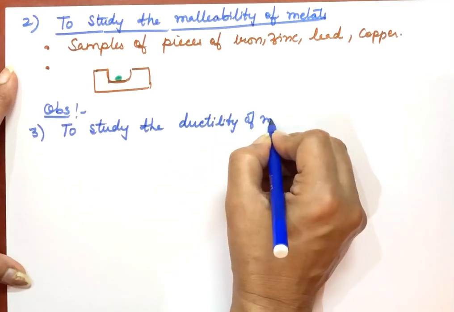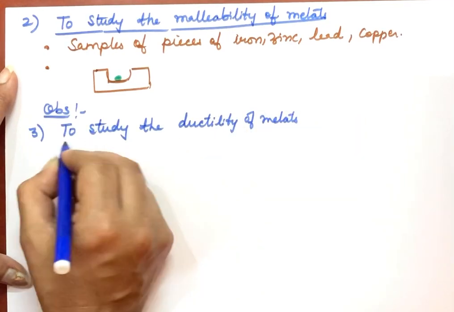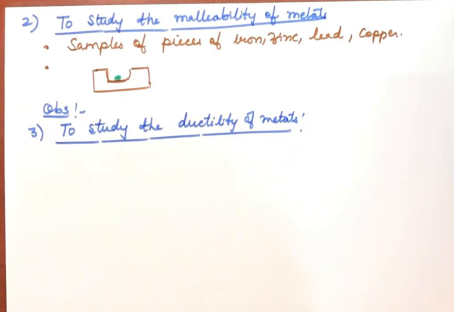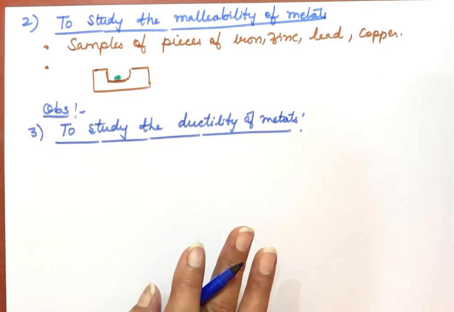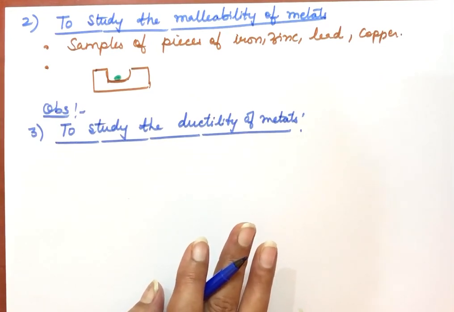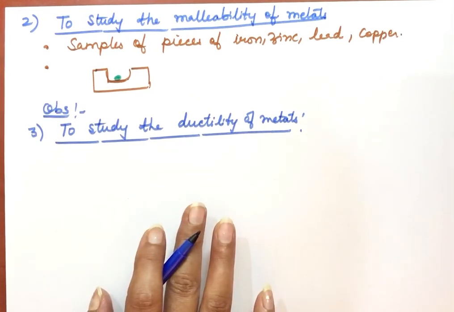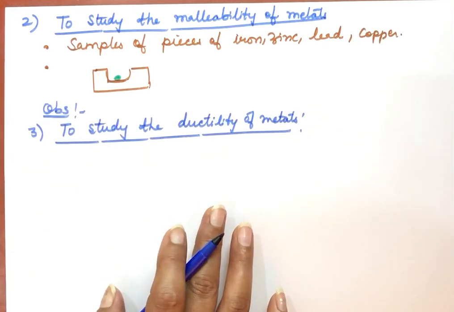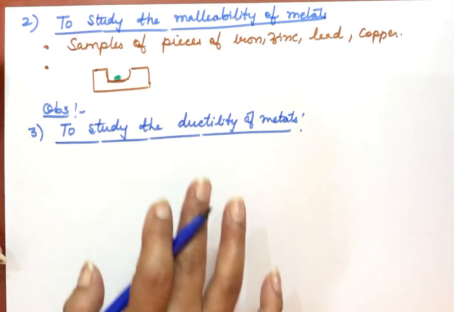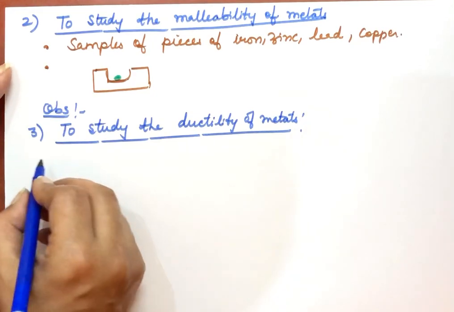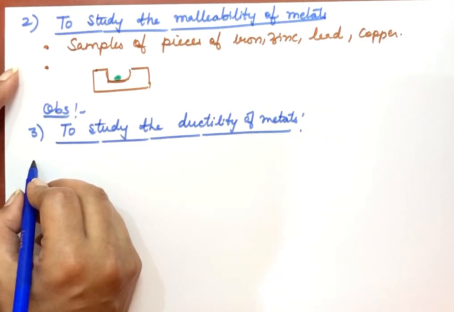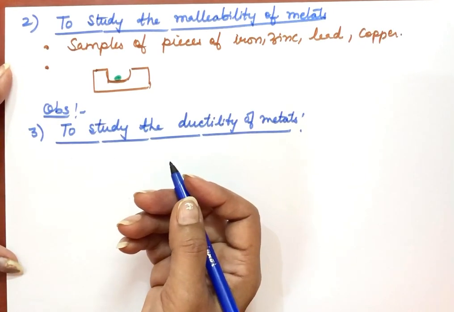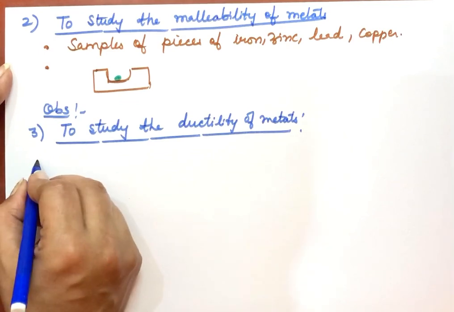For this we just have to take a few pieces of metals, and we have to see whether these metals are available in the wire form or not. Just check metals like iron, copper, aluminium, lead, and try to find out which of these metals are in the form of wires. So we will get wires of most of the metals. That means the metals are ductile. Most metals are available in the form of wires, and this ability of metals to be changed into wires is known as ductility.